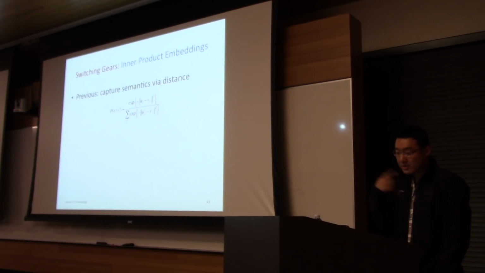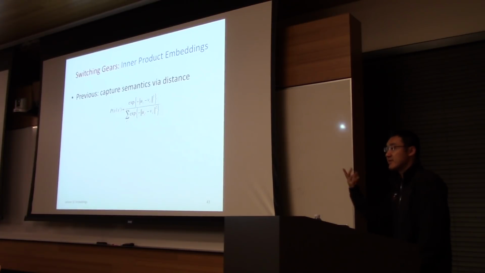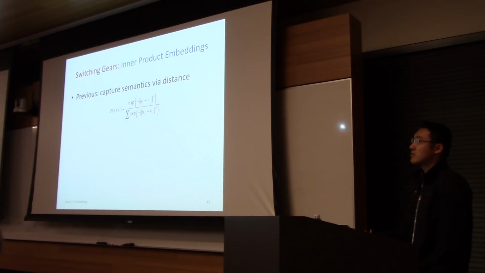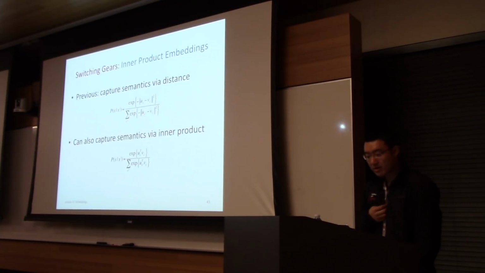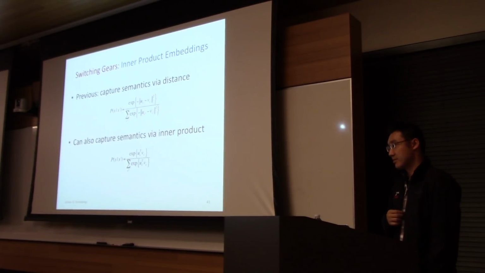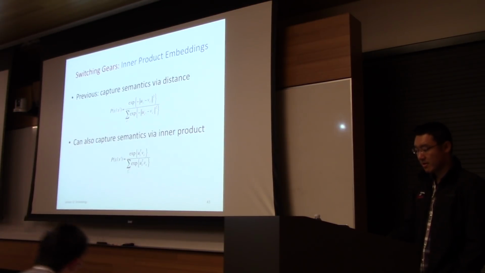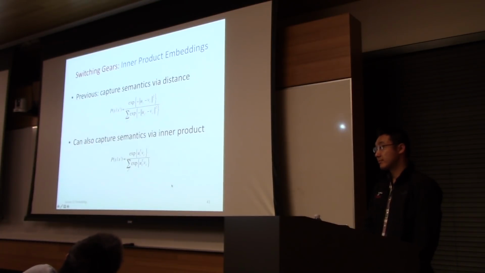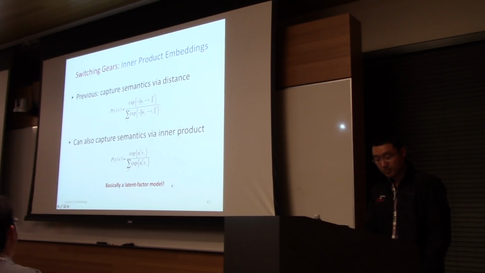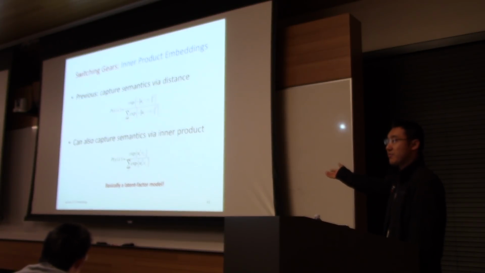Right? So previously we looked at capturing semantics of similarity using distances in this embedding space, which is what the song embeddings used. Now we're going to look at using inner product semantics to capture similarity. This is basically a version of a latent factor model that we've seen last week.